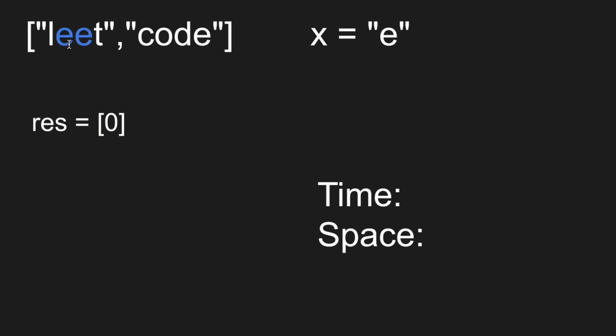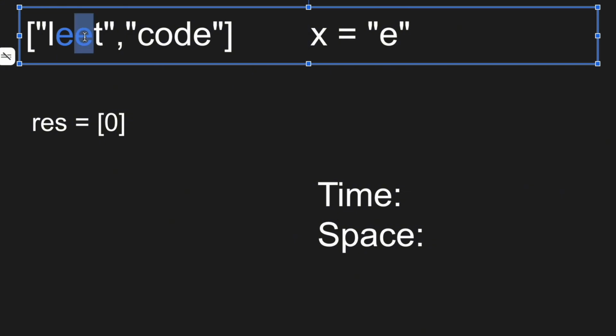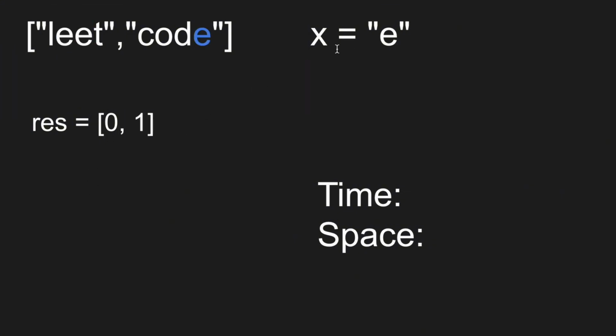So we see that E is in the first word. It can be in here or here. So we add 0 to the resulting array, and we look at the next one. E is also in code, so we add 1 to the resulting array. And now that we have looked through all the strings, we can return this as the result.